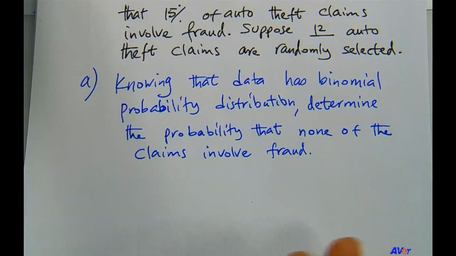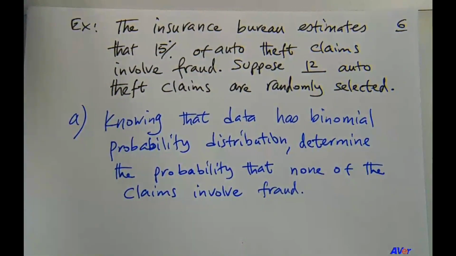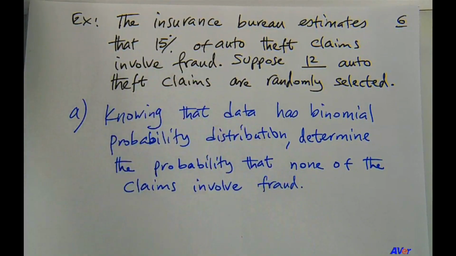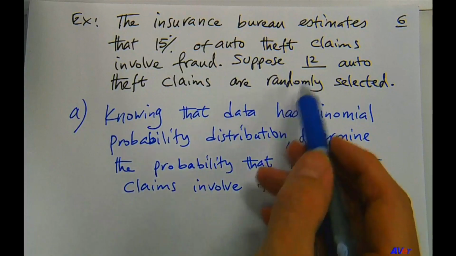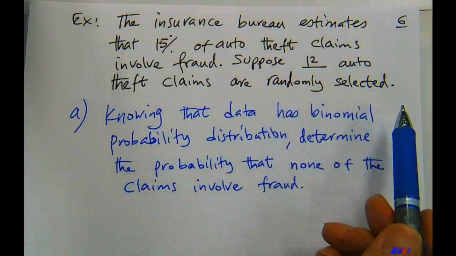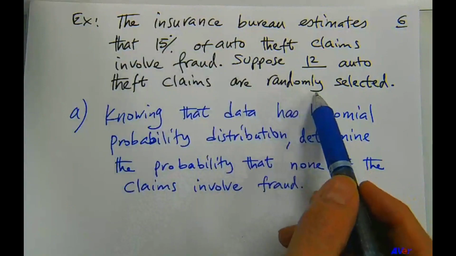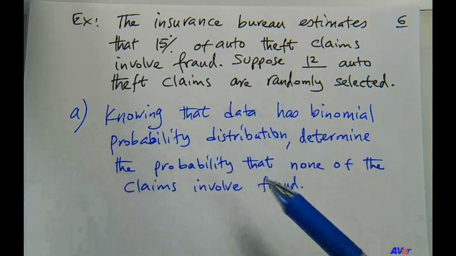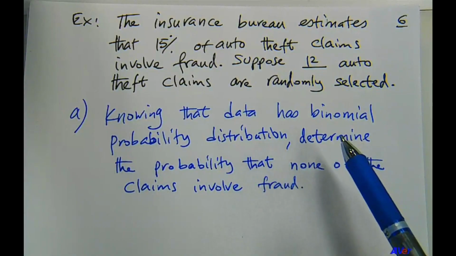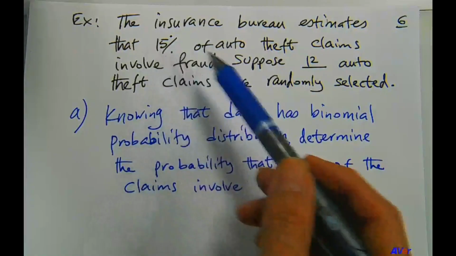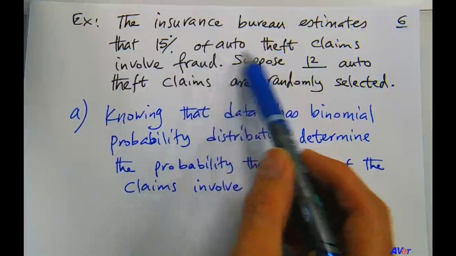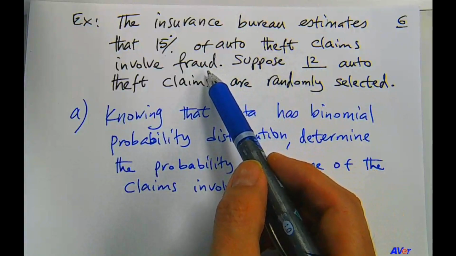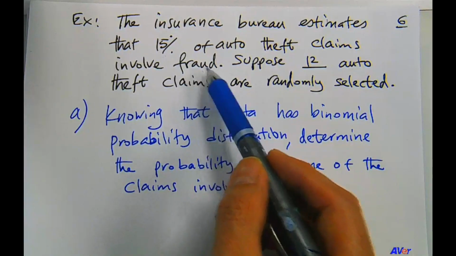Okay, so we have this Insurance Bureau that estimates that 15% of auto theft claims involve fraud. Suppose 12 auto theft claims are randomly selected. Up to this point, you should have a pretty good idea about at least 2 of the variables in the binomial probability model. For example, what is this 15%? It's about those auto theft claims that pour into this insurance company because of fraud.